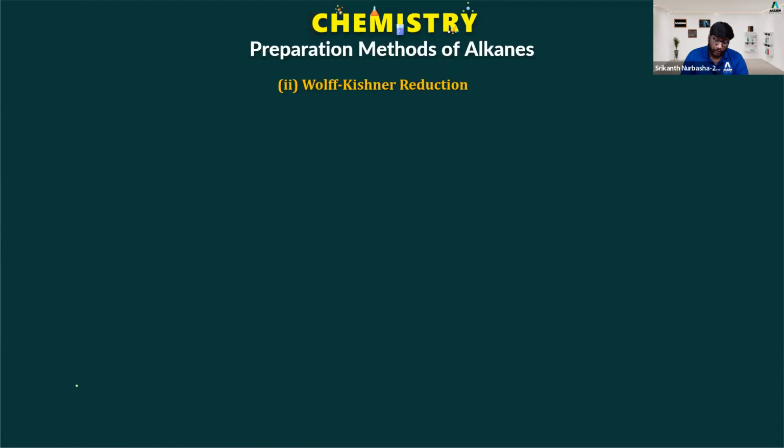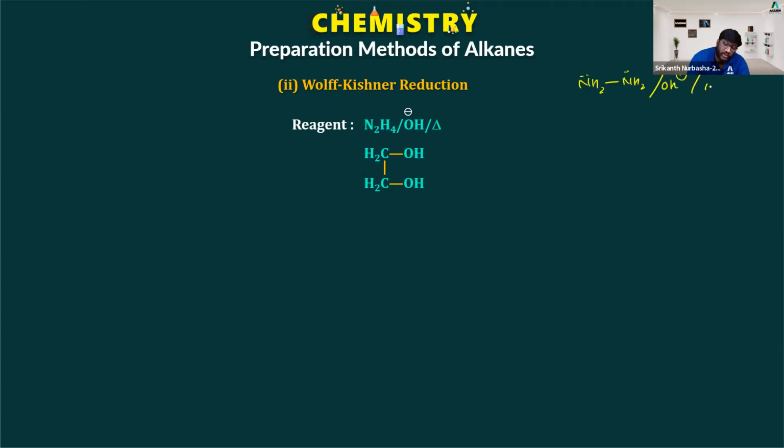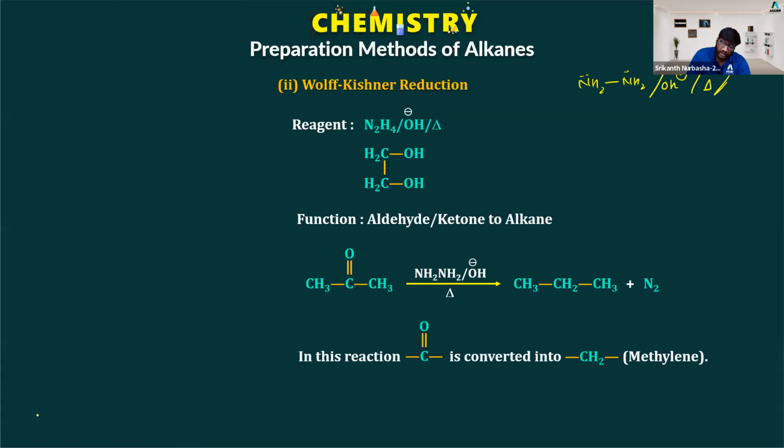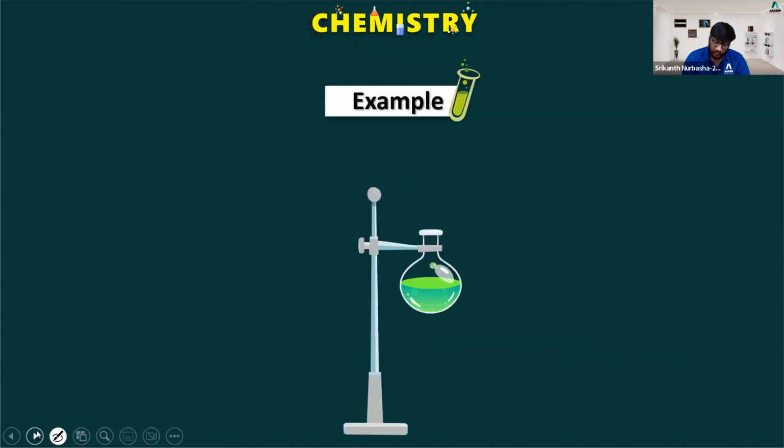Wolff-Kishner reduction means the reagent will be NH2NH2, that means NH2NH2 in the presence of OH minus upon heating, and we also have ethylene glycol. The function is again that an aldehyde or ketone will be converted to the respective alkane. CH3 C double bond O CH3 treated with NH2NH2 in the presence of OH minus upon heating forms the respective CH3CH2CH3, and N2 gas is evolved. In this reaction also, the C double bond O group is directly converted to a CH2 group.